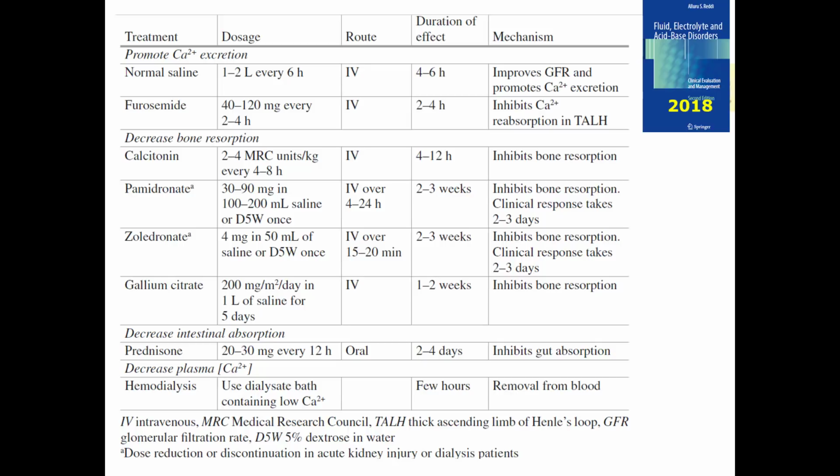hypercalcemia, severe neurological abnormalities, and the presence of renal failure, may be hemodialysis using a dialysate bath containing low calcium. So this is the treatment of acute hypercalcemia.